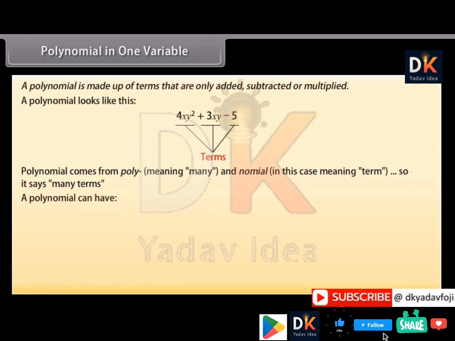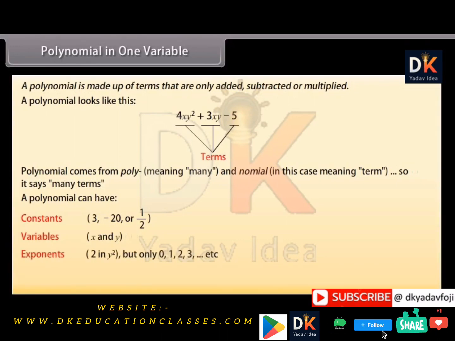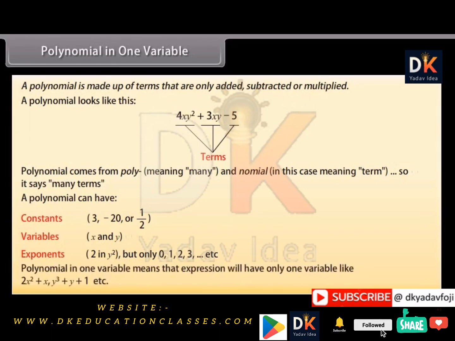A polynomial can have constants like 3, -20, or 1/2, variables like x and y, and exponents like the 2 in y square, but only 0, 1, 2, 3, and so on. Polynomial in one variable means that the expression will have only one variable like 2x square plus x plus 1, etc.